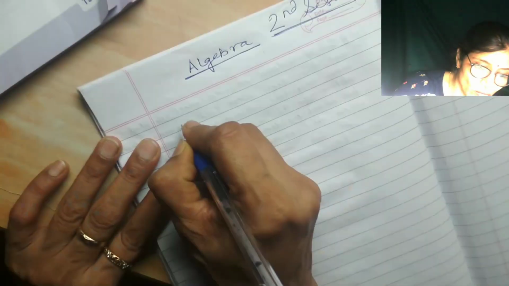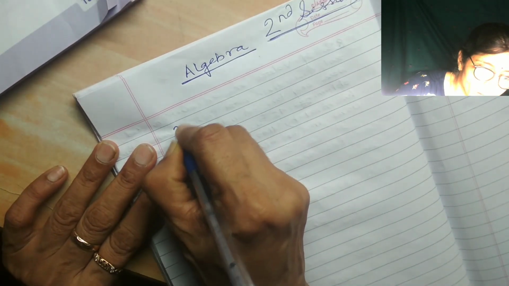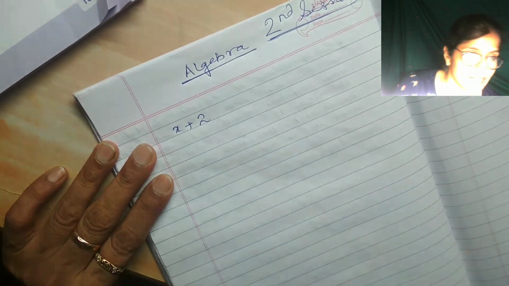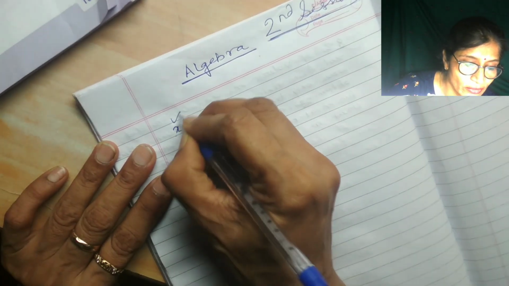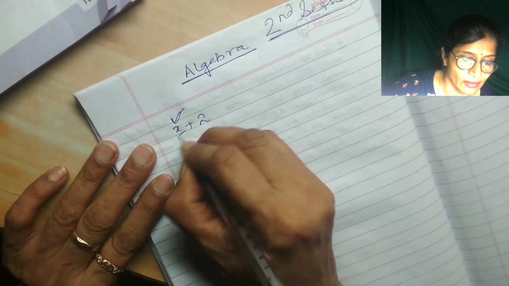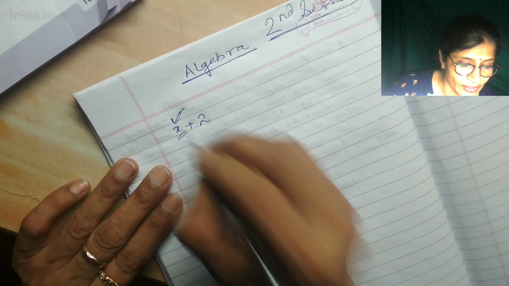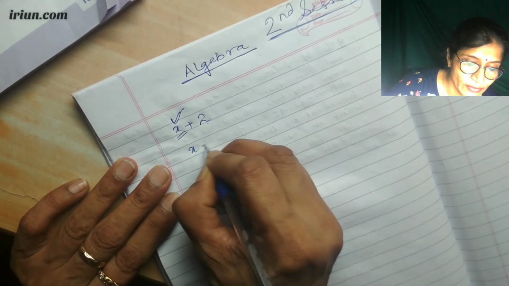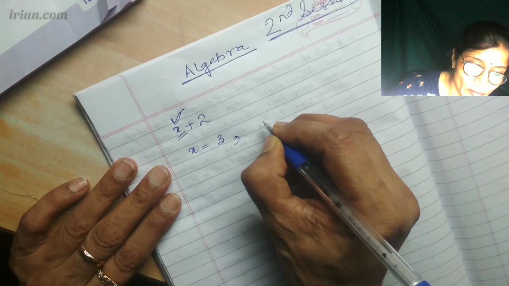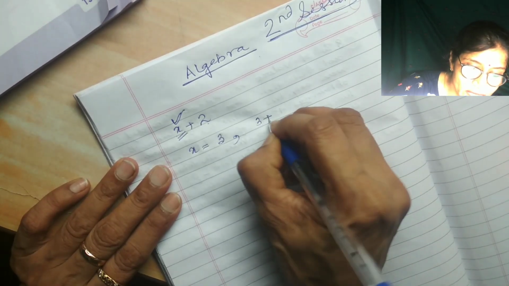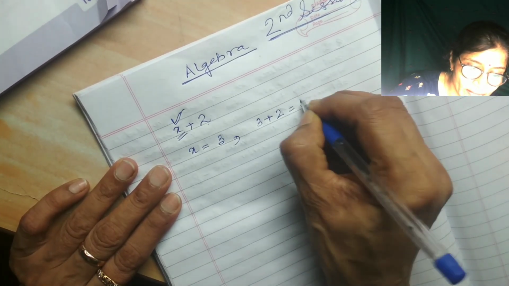So what did I say to you? 2 more than x. How will I write 2 more than x? That is x plus 2. Now what is its value? It depends on the value of x. X is a variable. Okay, it is unknown, it is a variable. When x is 3, then this x plus 2 will be equal to how much? 3 plus 2 is equal to 5 at that time.